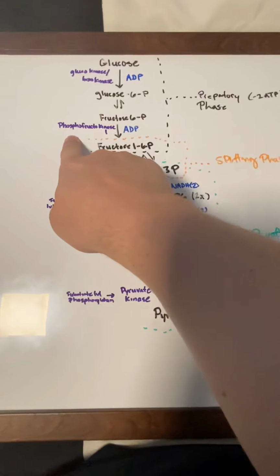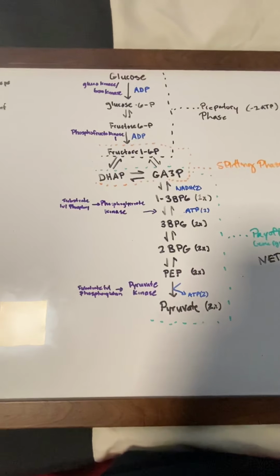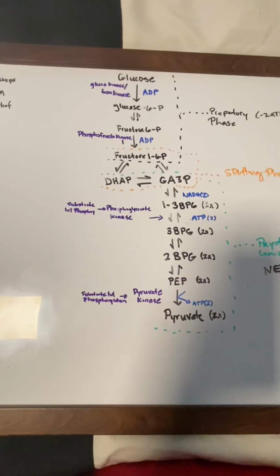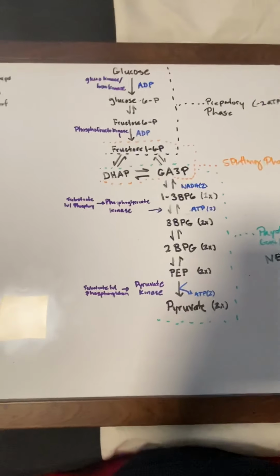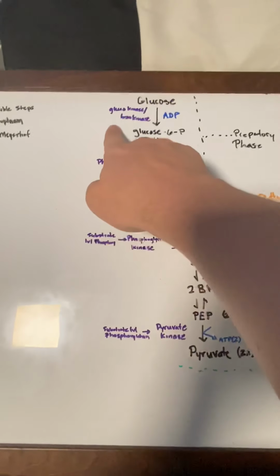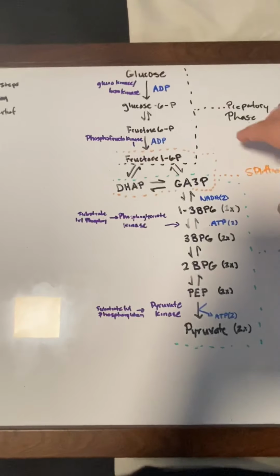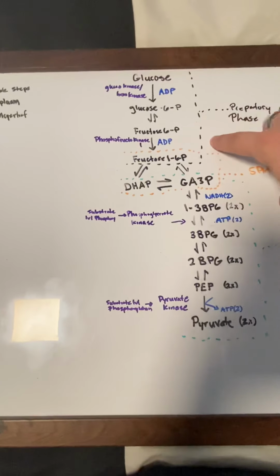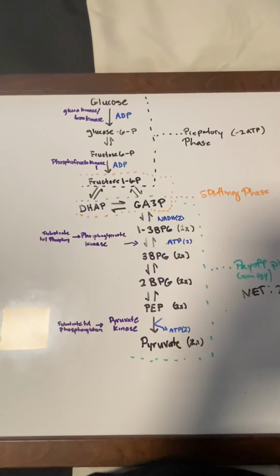So we have this phosphofructokinase. And what that does is it turns it into fructose 1,6-phosphate. So that's an irreversible reaction, and this is an irreversible reaction. There are 3 total irreversible steps. So what I've described now is the preparatory phase.